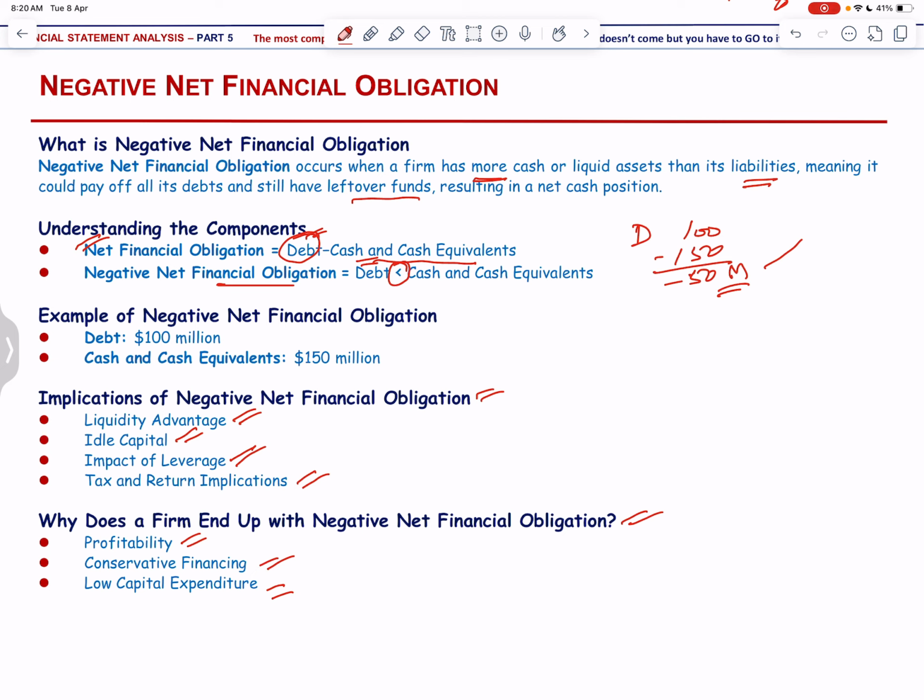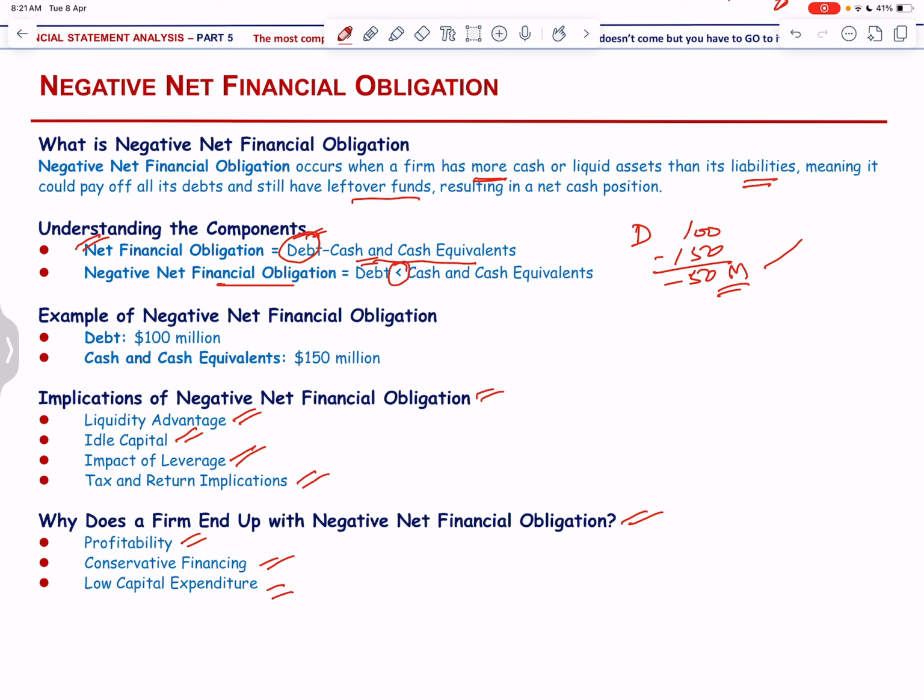Consider a technology company that generates large profits and has minimal capital expenditure needs. Over time, the company builds up a large cash reserve, perhaps from retained earnings, but doesn't take on much debt to finance operations or expansions. So, if the company's cash holdings exceed the value of its debt obligations, it would have a negative net financial obligation.